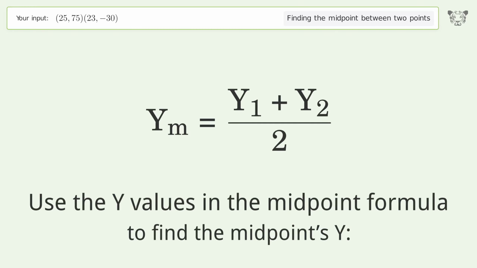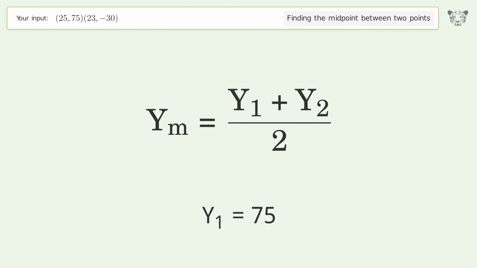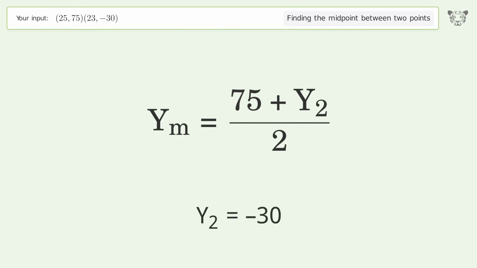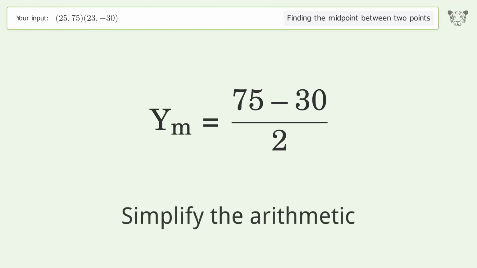Use the y values in the midpoint formula to find the midpoint's y. y1 equals 75. y2 equals negative 30. Simplify the arithmetic.